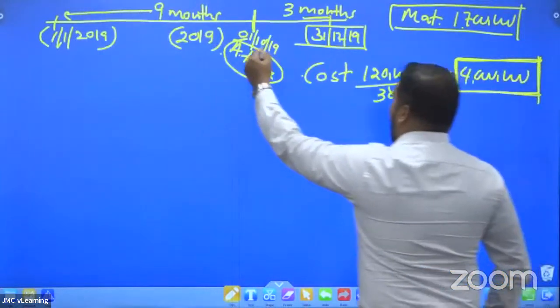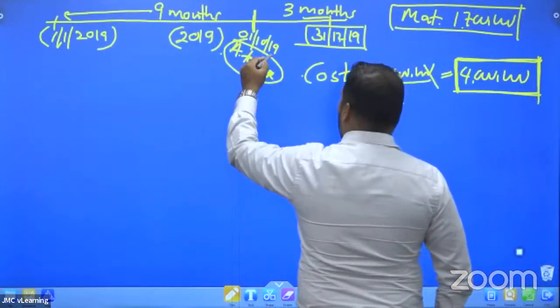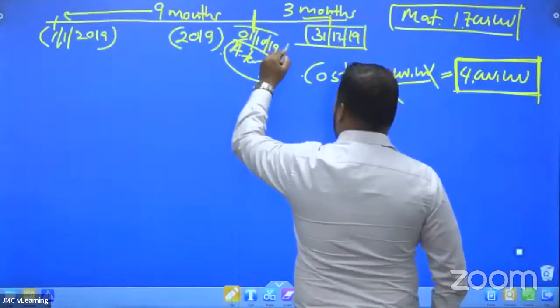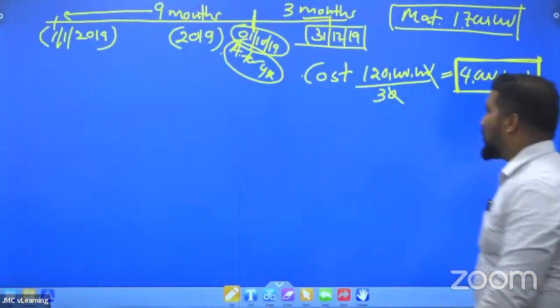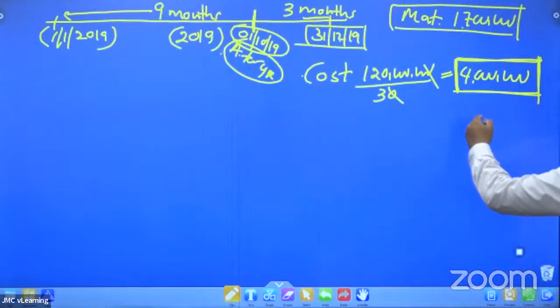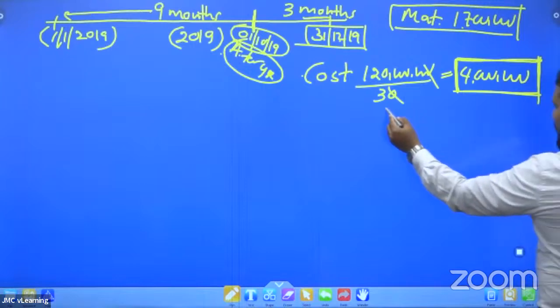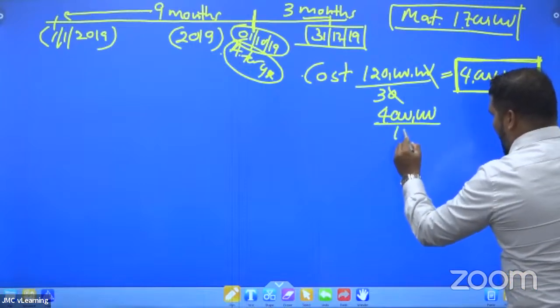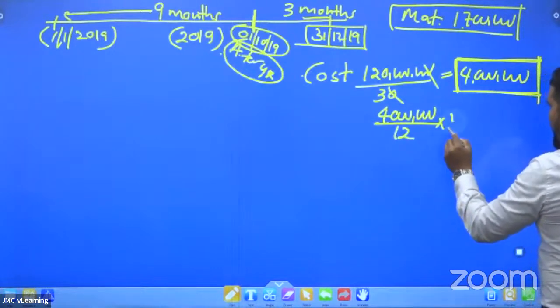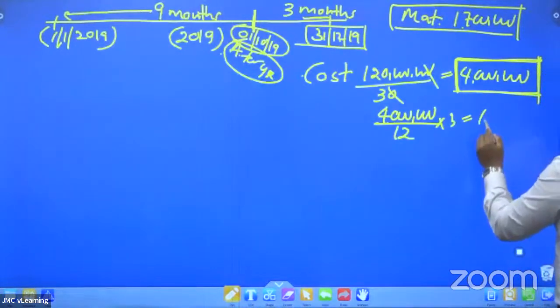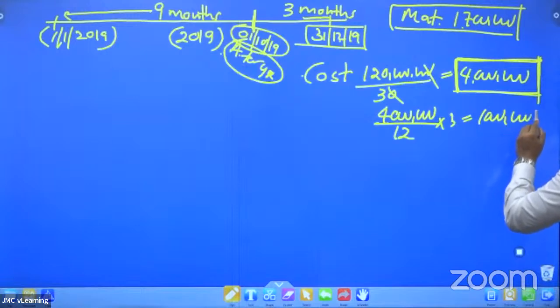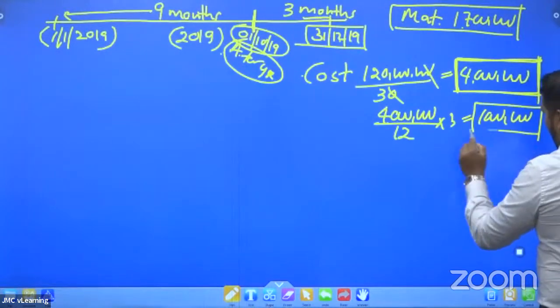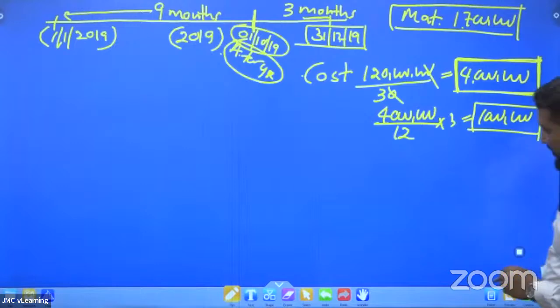But this building construction was completed on 1st of October 2019. So what would be the depreciation for the 3 months period? You need to divide this 4 million by 12 and multiply it by 3. So you will get an answer of 1 million. So in that context, the company should depreciate.